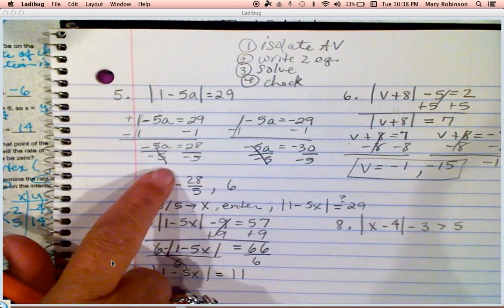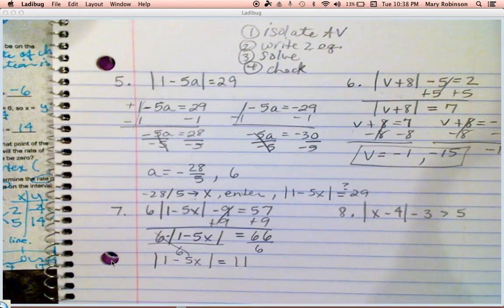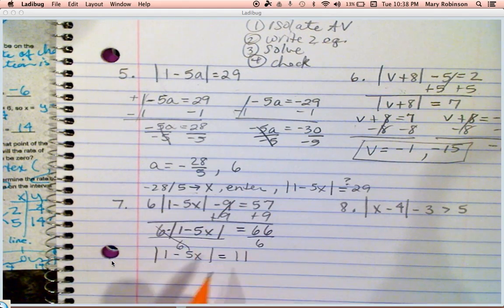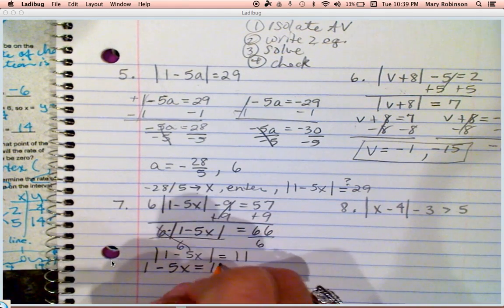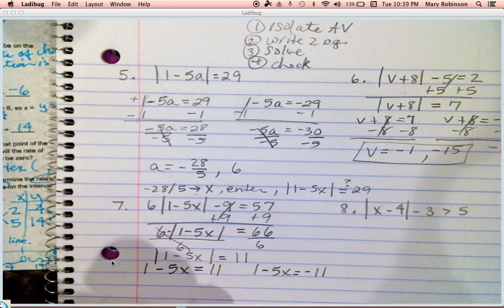Now our problem looks like number 1 and this step here at problem 5 rather, and 6. So at this point we want to write two equations. 1 minus 5x equals 11 and 1 minus 5x equals negative 11.